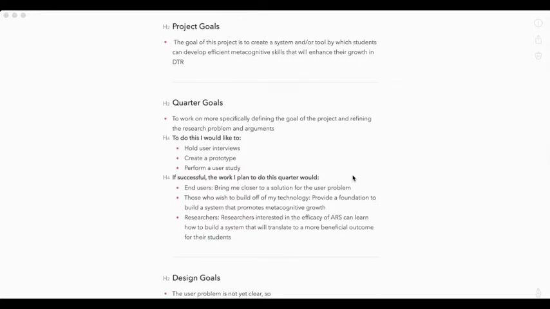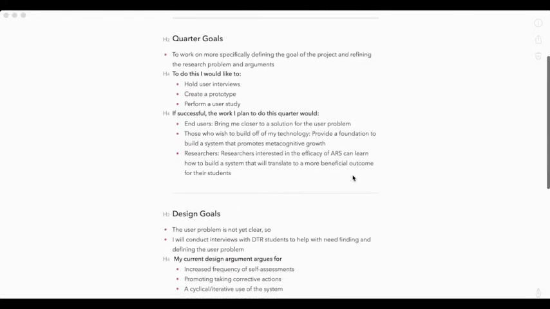If successful, the work I plan to do this quarter would, for end users, bring me closer to a solution for the user problem. For those who wish to build off of my technology, it would provide a foundation to build a system that promotes metacognitive growth. And for researchers interested in the efficacy of ARS, they can learn how to build a system that will translate to a more beneficial outcome for their students.